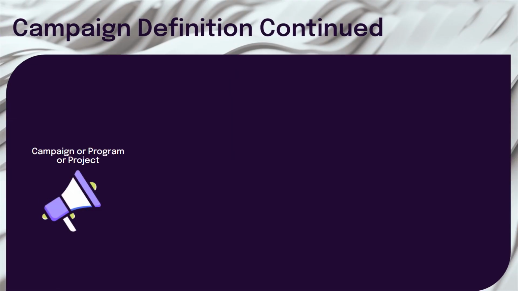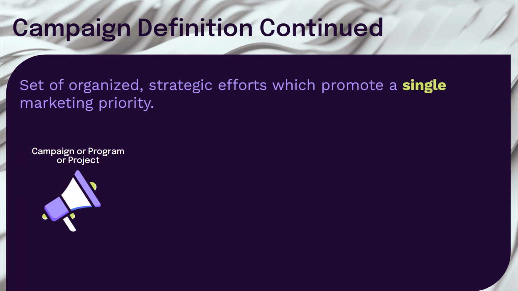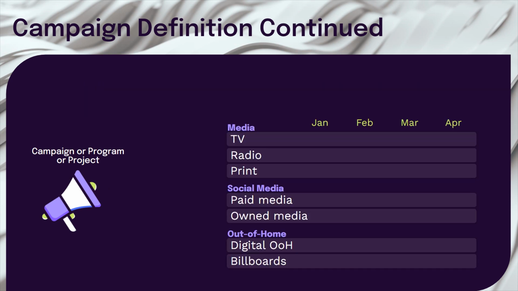The campaign, also known as program or project, is the set of organized strategic efforts which promote a single marketing priority. This is often aimed at reaching a particular geography or business unit. The campaign features a common message with shared assets and is really the strategic bracket of a variety of tactics.